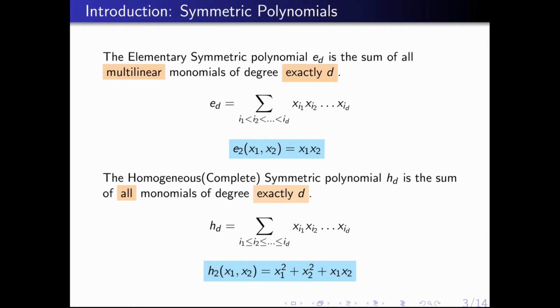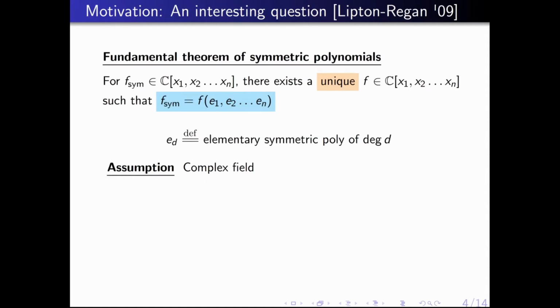Now with these preliminaries, let's try to understand the motivation behind our work. For that, let's try to understand the fundamental theorem of symmetric polynomials. It says that for any symmetric polynomial f_sym, there exists a unique polynomial f such that when we replace each variable of f, that is x_i, by the ith degree elementary symmetric polynomial, that is e_i, then the composed polynomial f along with these e_i's gives you f_sym. Note that throughout this talk we will assume the underlying field to be complex.